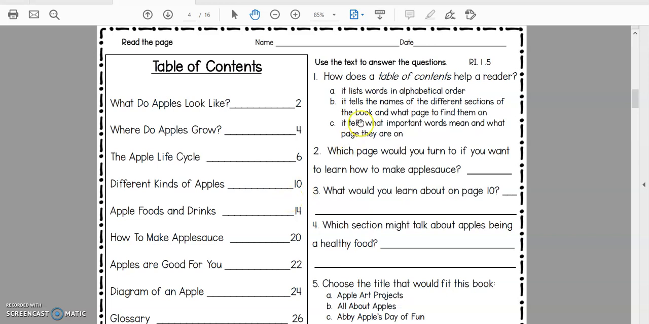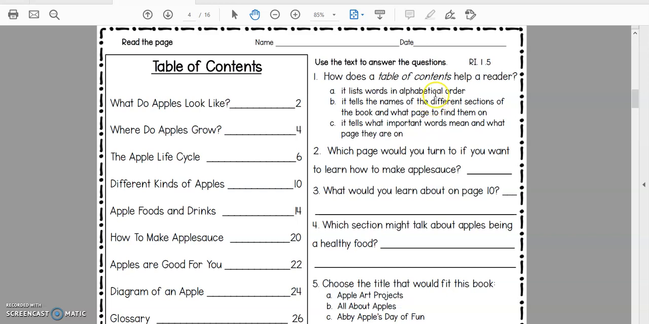Alright, so let's put what we know about nonfiction text features into practice. Number 1 says, how does a table of contents help a reader? Alright, well, let's look at our choices. It lists the words in alphabetical order. It tells the names of different sections of the book and what page to find them on. It tells what important words mean and what page they're on.